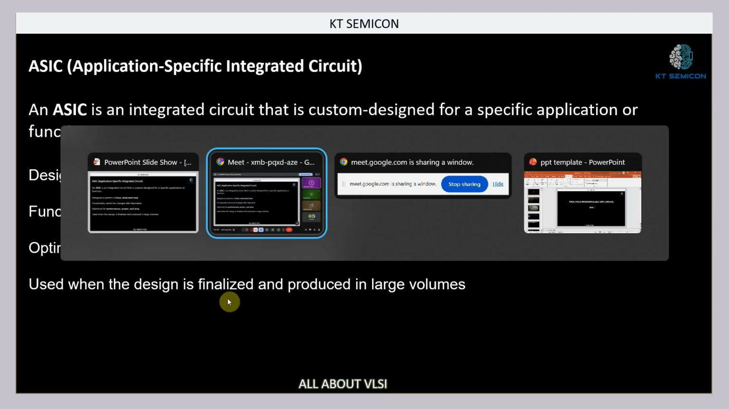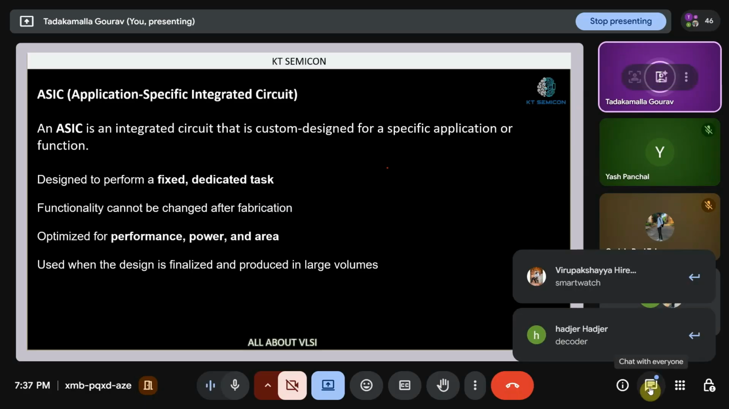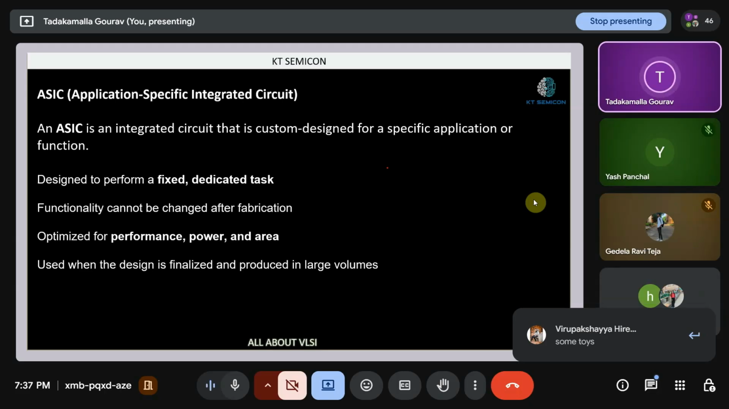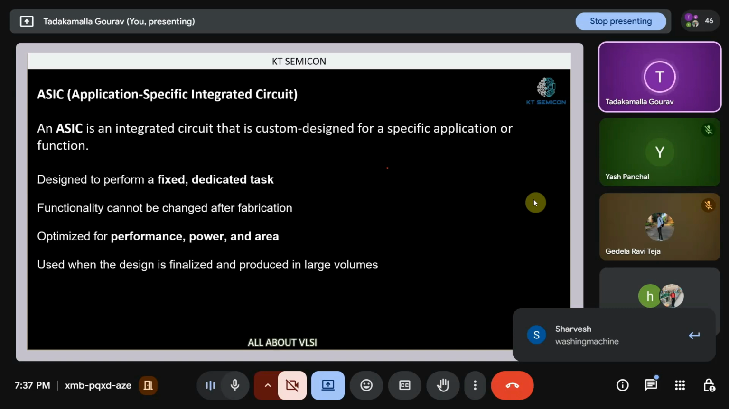Now, can anyone give me any applications of ASIC? Have you seen any applications of ASIC anywhere? Smartwatch, decoder, okay. Any other applications where you have seen ASIC chips? Aerospace applications, some toys, or your mobile phones, right? In our mobile phones also we have a microcontroller, okay. Washing machine, okay. Has anyone seen any other applications where ASIC is used?